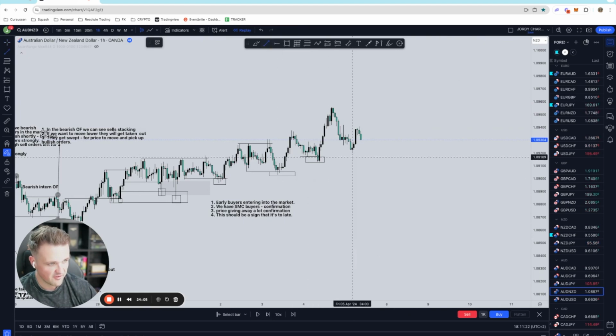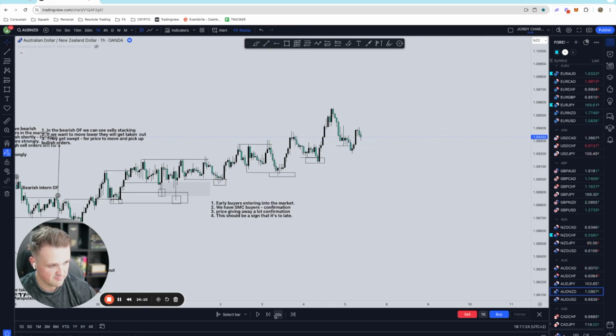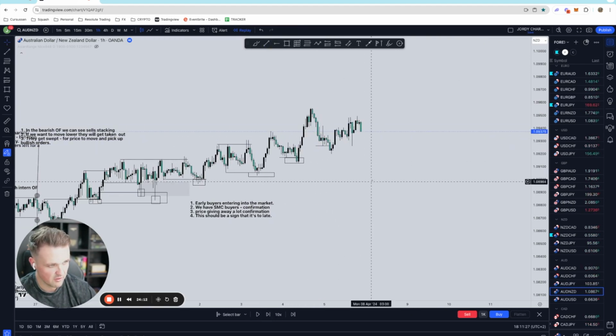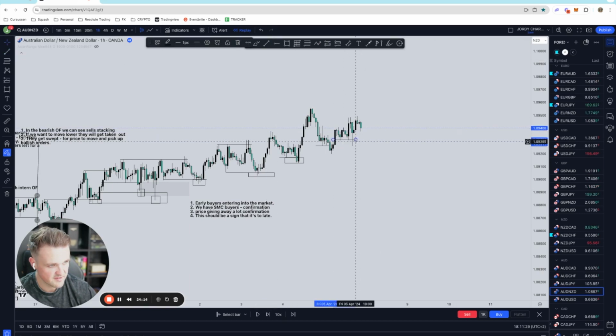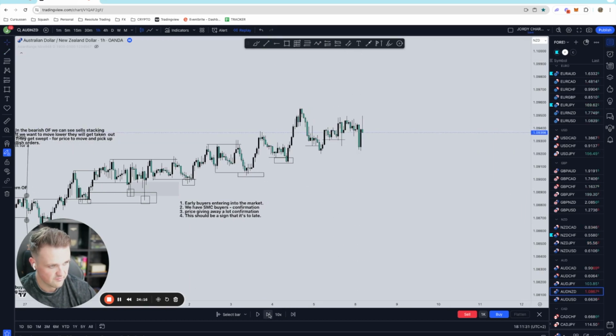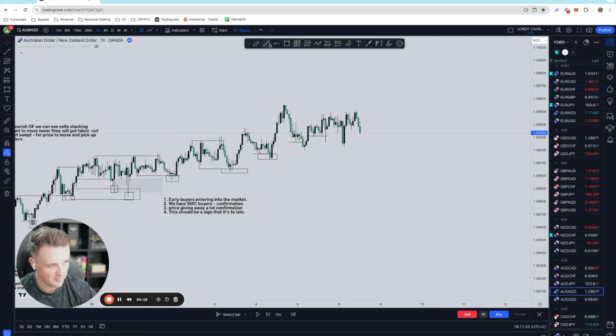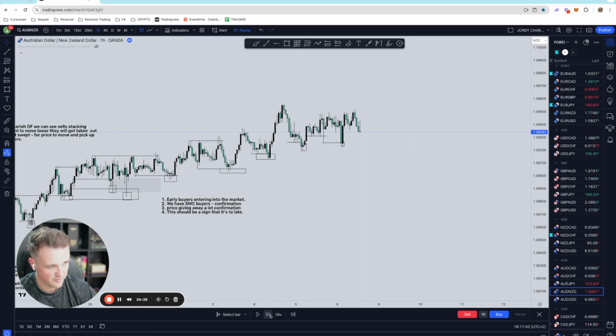How many times does it do it? I don't even remember, but it did it for a long time. Look at this, dude. It's insane. Kept doing it. It sweeps again. That's why you take a good stop loss. So here you have this level. And this could be the sweep for the reversal.